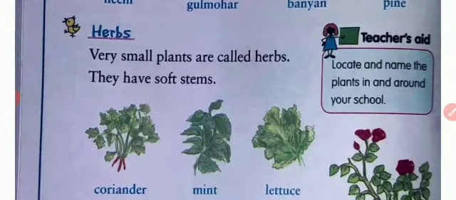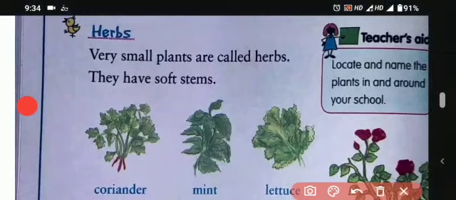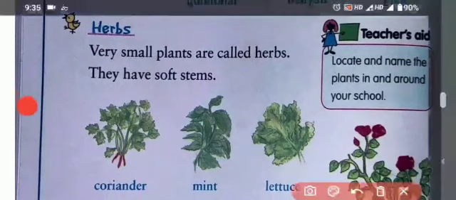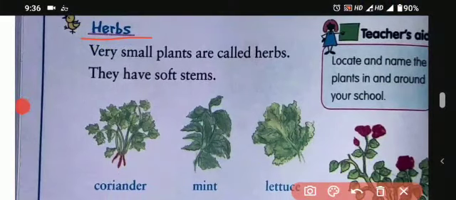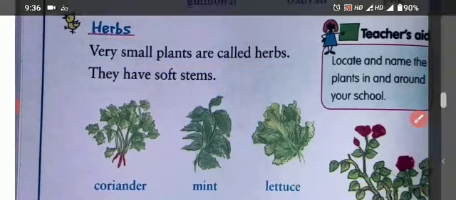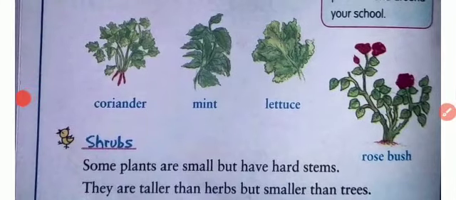So students, now we will discuss the herbs. Very small plants are called herbs. They have soft stems. So students, what are herbs? Herbs are very small plants and they have soft stems which we can eat easily. So what are those plants?